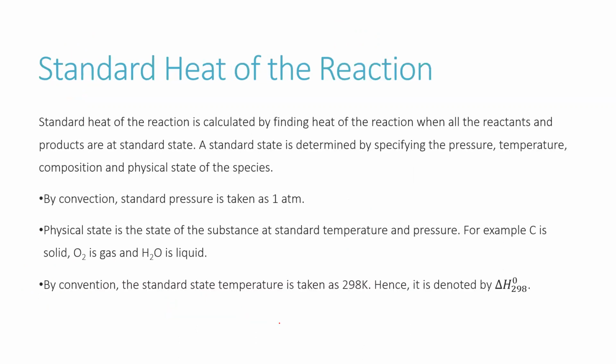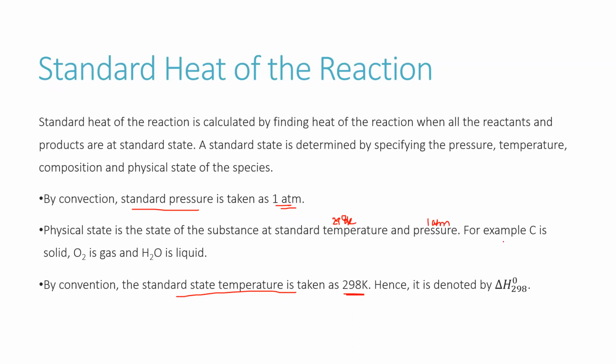Then we move on to standard heat of reaction. When we talk about standard heat of the reaction, it is basically the heat of the reaction when the products and the reactants are both at standard state. Now, how to determine the standard state? To determine the standard state, we have to specify the pressure, temperature, composition, and physical state of the species. So by convention, we take standard pressure equal to 1 atm and standard temperature equal to 298 Kelvin. And when we talk about the physical state, it is the state of the substance at standard temperature and pressure, that is at 298 Kelvin and 1 atm.